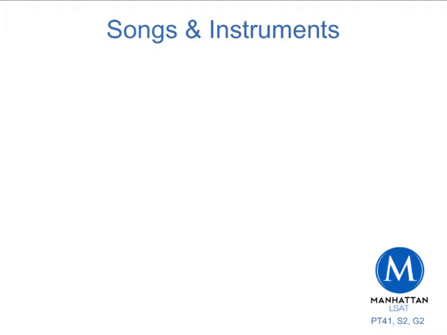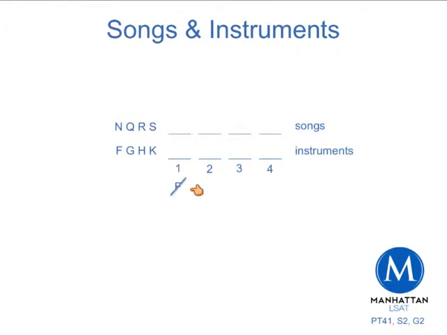Let's take a look at the second game from Prep Test 41. This game asks us to take two variable sets, songs and instruments, and figure out their order. It's a pretty classic 3D ordering game, so we'll just use our regular old 3D ordering game board, which is going to have two rows, one for the songs and one for the instruments, and we'll order them 1 through 4.